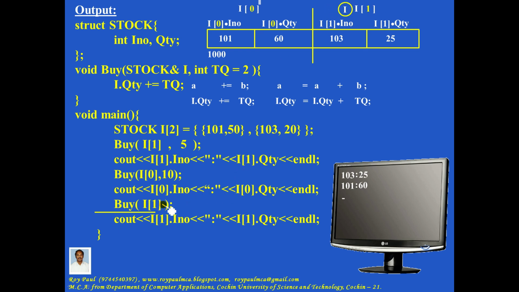Now the second argument is missing. So this default value comes here. So now tq contains 2. You can see tq contains 2.